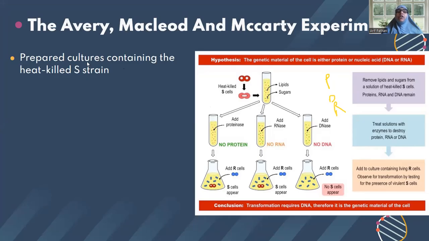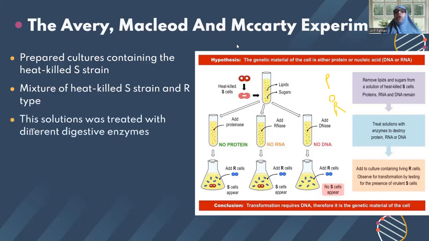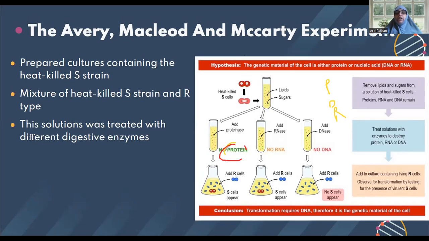They took the culture solution of heat killed S strain. Normal S strain causes pneumonia. When you heat kill it, it does not cause pneumonia. Then this heat killed S strain was mixed with the rough strain. Now they were testing to see whether protein was the transforming substance, whether RNA was the transforming substance, or whether DNA was the transforming substance.